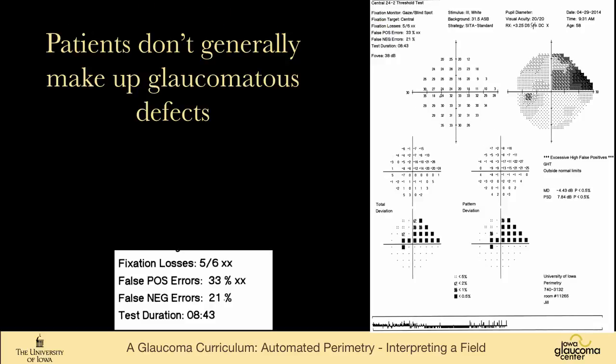An important point is that patients generally don't make up glaucomatous defects. So this person has terrible performance scores. 5 of 6 fixation losses, 33% false positive, 21% false negative score, gaze tracker that's all over the map. But this defect, this superior arcuate defect that follows the nerve fiber layer and respects a horizontal, is real. But it's telling you that you don't want to follow this patient for subtle changes if they continue to have these sorts of performance characteristics.